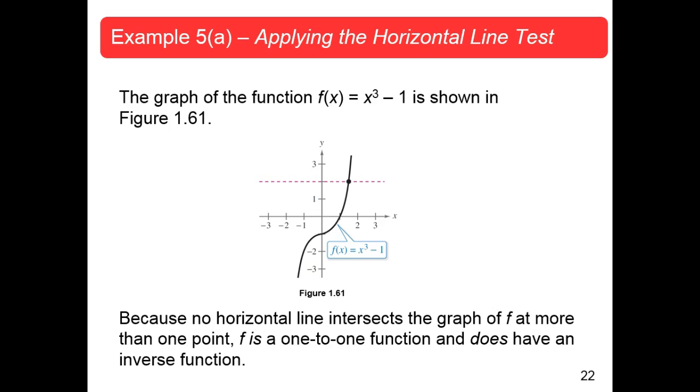Yes. Every horizontal line only intersects once. It might be a little doubtful here because it looks like it's getting close to flattening out, but it never actually flattens out. It's always slightly increasing and then starts increasing more. So, yep, that's a one-to-one function. Because no horizontal line intersects the graph at more than one point, it is a one-to-one function. That means it does have an inverse function.